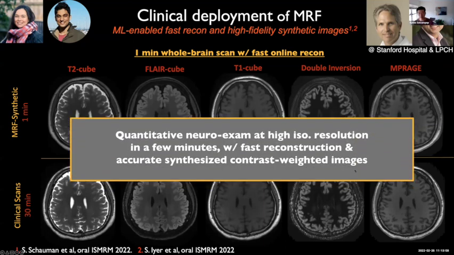contrasts. So hopefully I've shown you here that with some of the technology we're developing, we're moving towards a quantitative neuroexam at high isotropic resolution in just a few minutes, with fast online reconstruction and the ability to do accurate synthesized contrast weighted images.